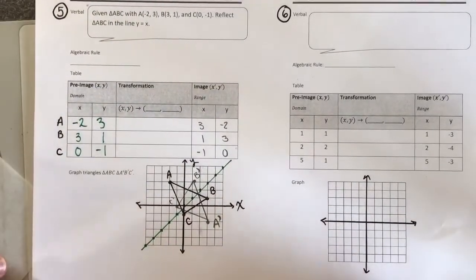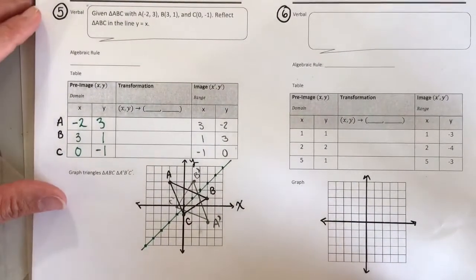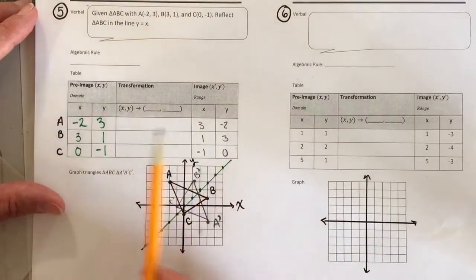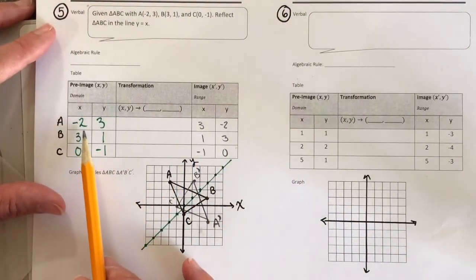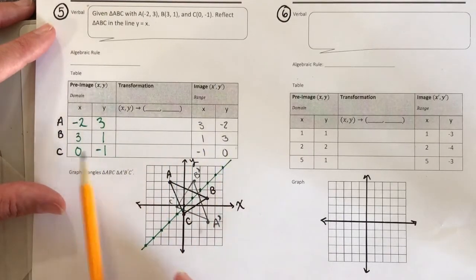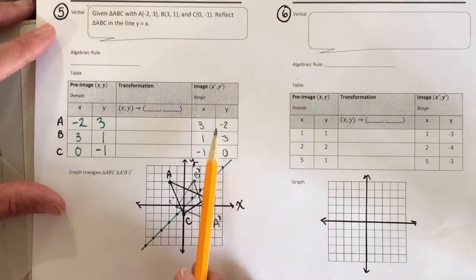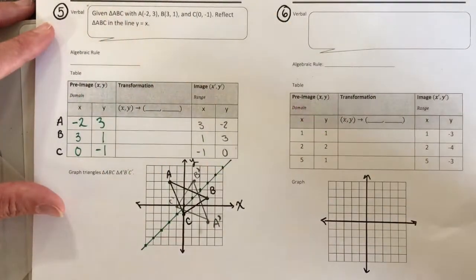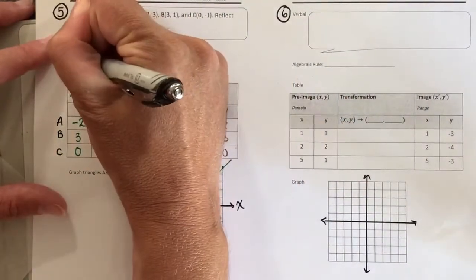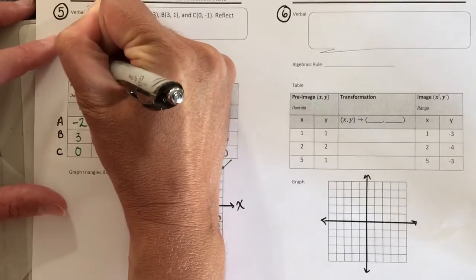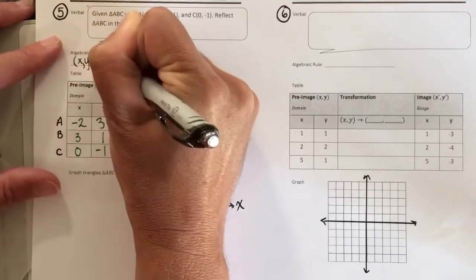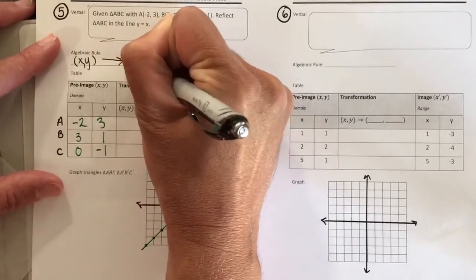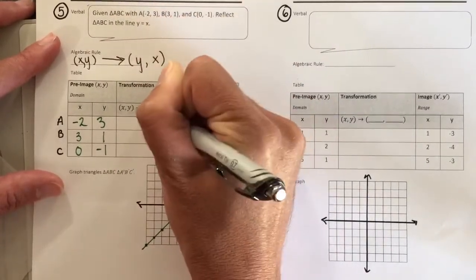So all we need to do now is come up with our algebraic rule. So take a look at what happened to your x and your y values. Notice how in every single one of these, my x and my y values completely switched places. So what would be that algebraic rule? How would I write that? (x, y) flip-flops and becomes (y, x).